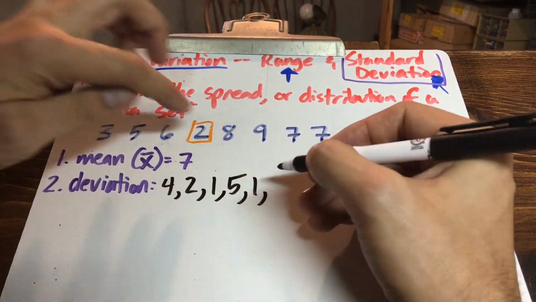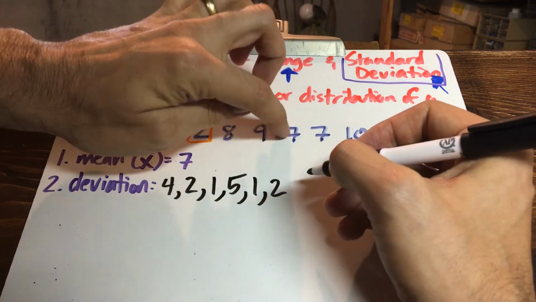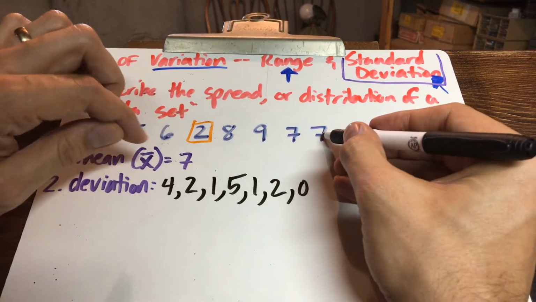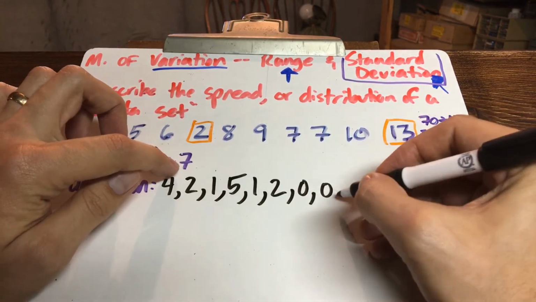Okay, it's 1 number bigger. How far away is 9 from 7? It's 2 places away, right? How far away is 7 from 7? Okay, 7 is 7, so I'm going to put 0. How far away is this 7 from 7? Well, it's also 0. How far away is 10 from 7?